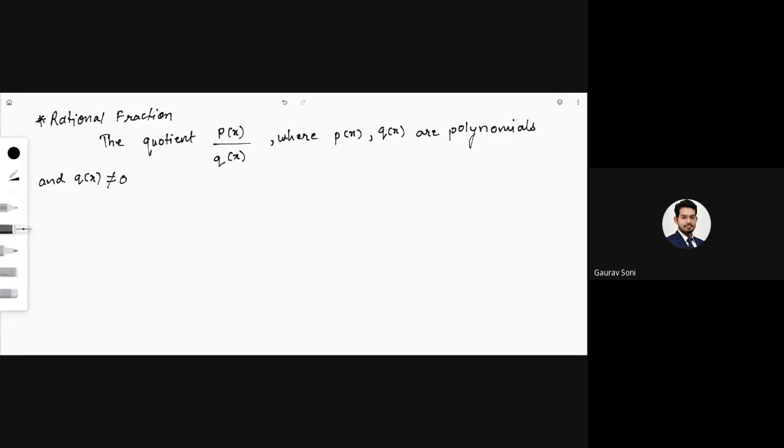If it becomes 0, then what will happen? What will happen if Q of x becomes 0? The whole equation would be 0. No. It would be 1. I think the denominator cannot be zero.